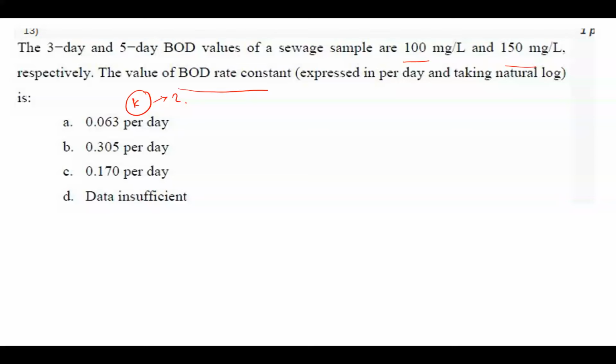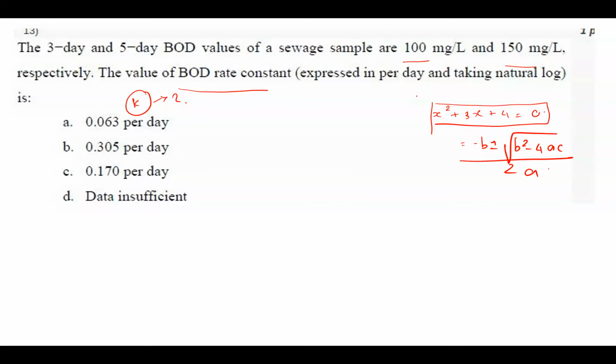Like if it's x square plus, I will give, 3x plus 4 equal to 0, then you know how to solve this equation. It is minus b plus or minus root of b square minus 4ac by 2a. So ultimately you have to use this particular equation to solve the value. Okay, so now we'll start.